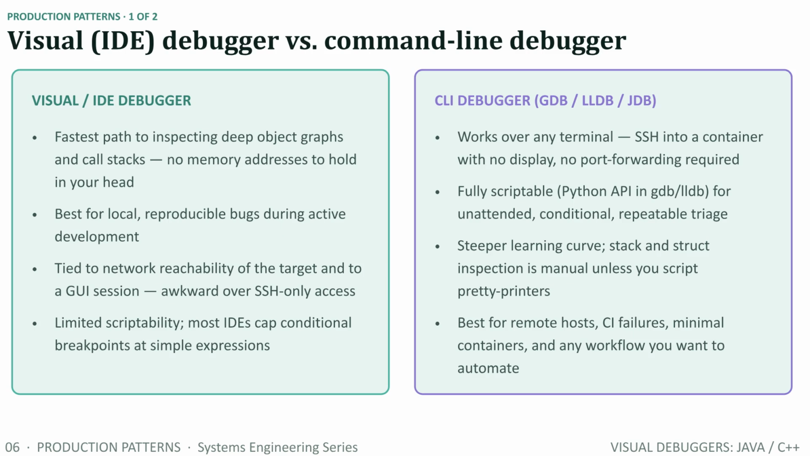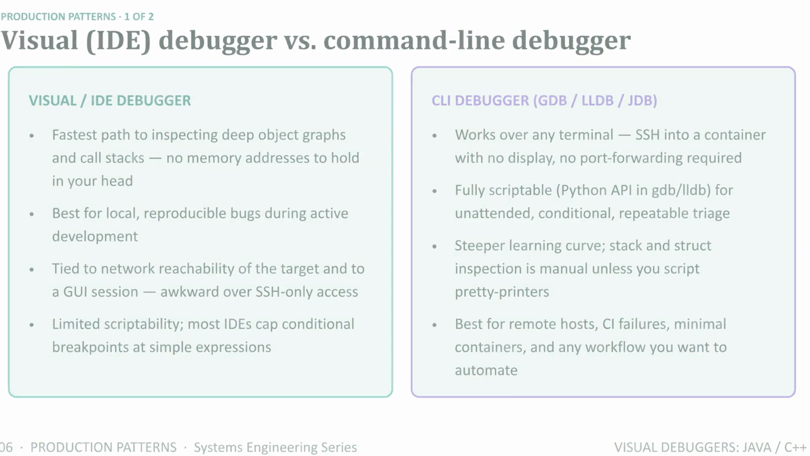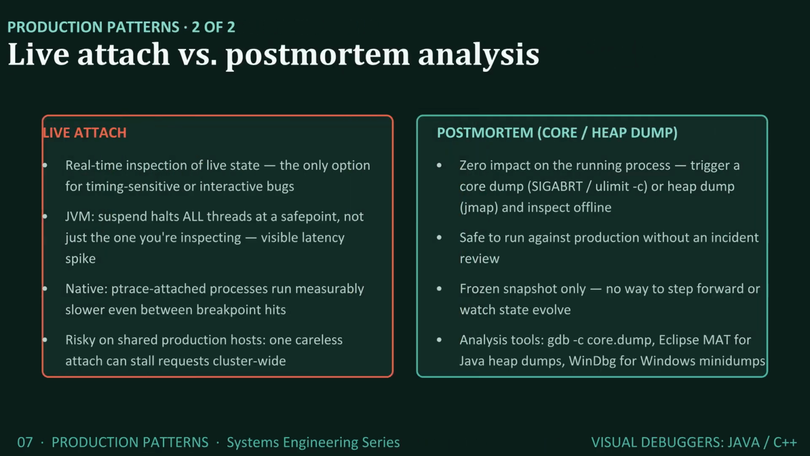A lot of teams end up hybrid. Point a DAP-speaking IDE at GDB or LLDB's machine interface over an SSH tunnel. You get IDE ergonomics with CLI reach, at the cost of one more protocol layer to reason about when something breaks. Here's a line I want you to remember.